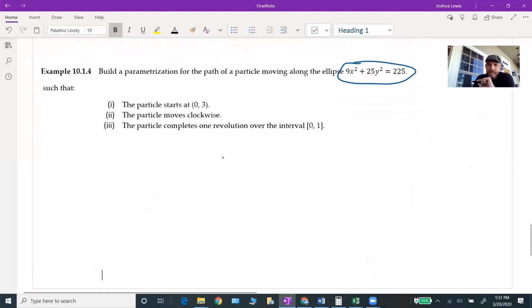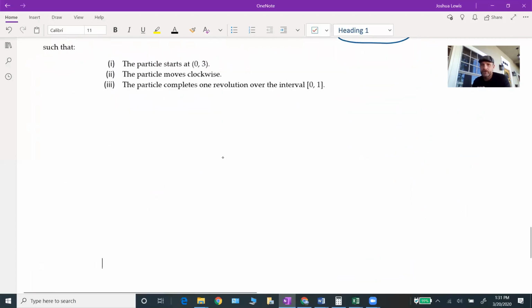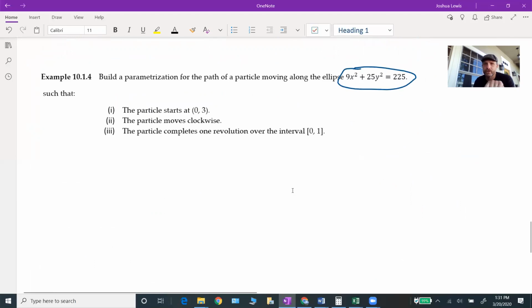We want to build one with some additional constraints, right? We don't want to just put a particle in motion around this ellipse. We want it to start at a certain place, and we want it to move in a certain direction, and we want it to complete one revolution over the interval 0, 1. So let's think about this for a second. Maybe first get our hands on what this ellipse actually looks like.